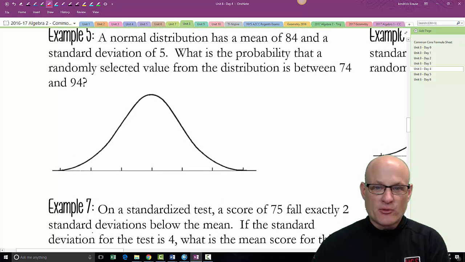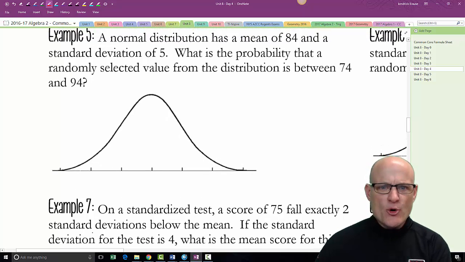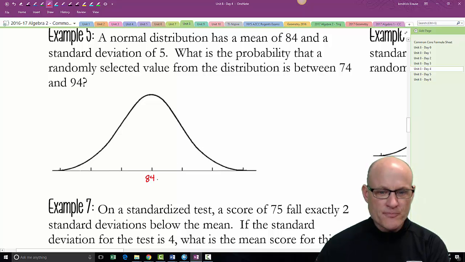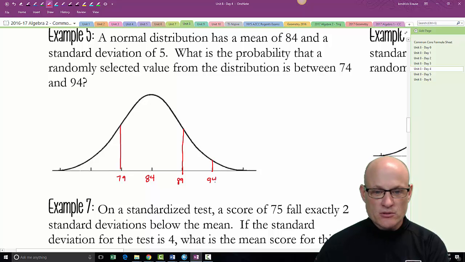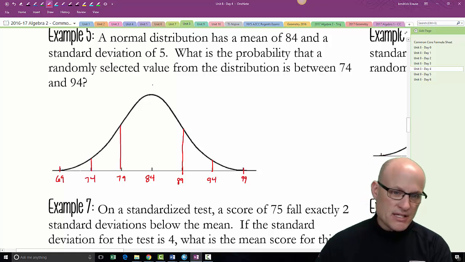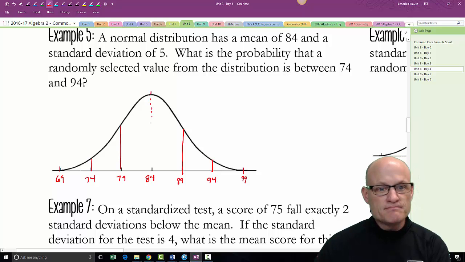All right, so the first part is pretty easy. Let's see what we got here. A normal distribution has a mean of 84, so the mean goes in the middle, and a standard deviation of 5. And I will almost always at least write out one standard deviation. 5, 89, 79. I might go out 2, 94, 74. What the heck? Let's go out 3, 69, 99. And then this is the mean in the middle.